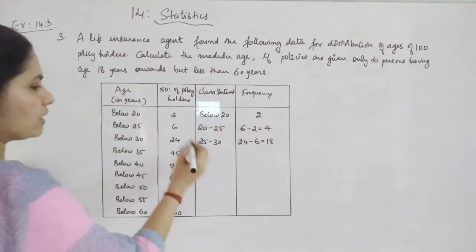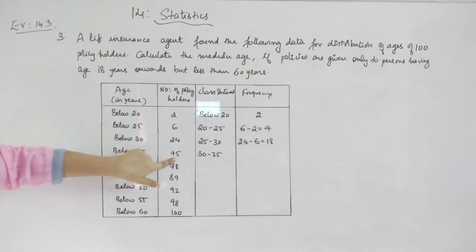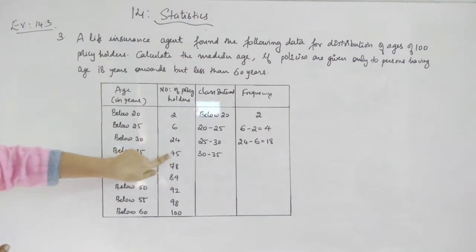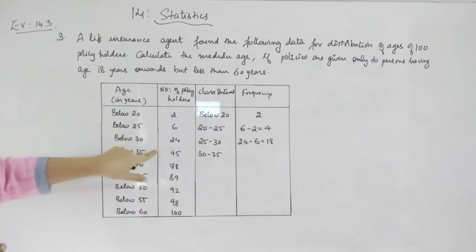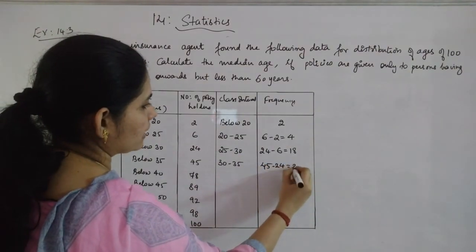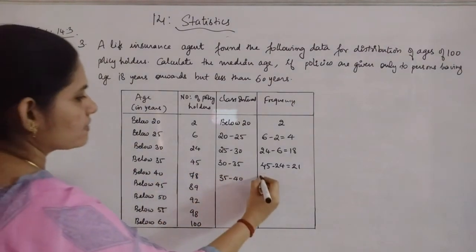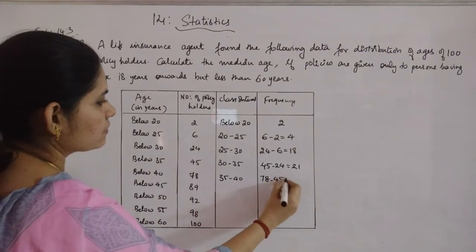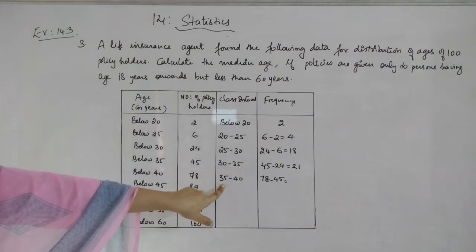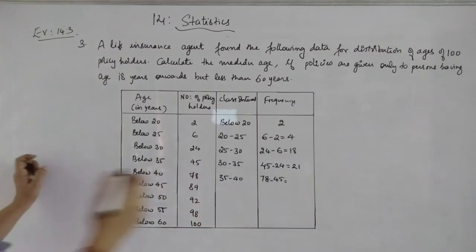Now the next thing is below 35, which we are making as 30 to 35. That means here you have till 35 age. Below 35 age you have this many policy holders. So 45 minus 24, if you do, you will get the in-between value. So it is 45 minus 24, which is 21. For the next, from 35 to 40, you will have 78 minus 45. 78 minus 45 will give you the number of policy holders in between 35 to 40. And how much is the value? You will get it to be 33.